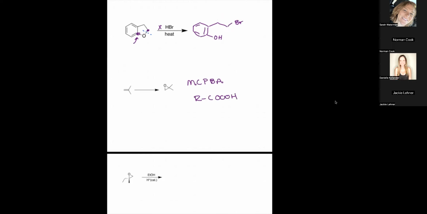This also makes an epoxide. It's basically a carboxylic acid with an extra oxygen in it. 1, 2 here and right here, and then an oxygen here. So that's what it looks like. But this will also make an epoxide from an alkene.